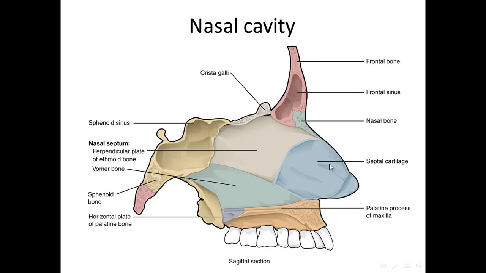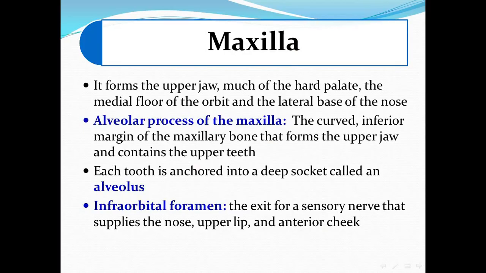The third structure that contributes to the nasal septum is the septal cartilage, which forms the most anterior portion of the nasal septum. The palatine process of maxilla and the palatine bones provide the floor of the nasal cavity. So this is the nasal cavity and the structures that form it.